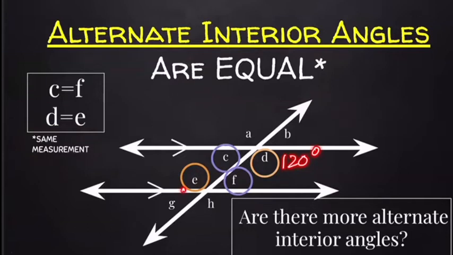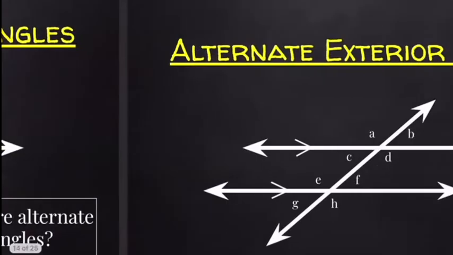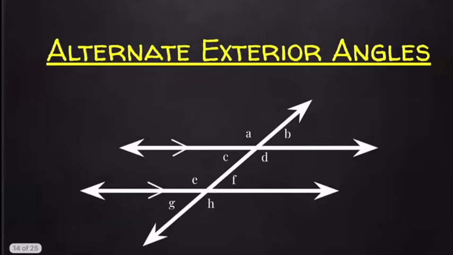Angle E 也会是120度，因为 alternate interior angles 是相等的。If C is 60 degrees, what would the measurement of F be? F 亦都係會60度，因為 alternate interior angles 係對等嘅，same measurement. So the next angle would be alternate exterior angles.